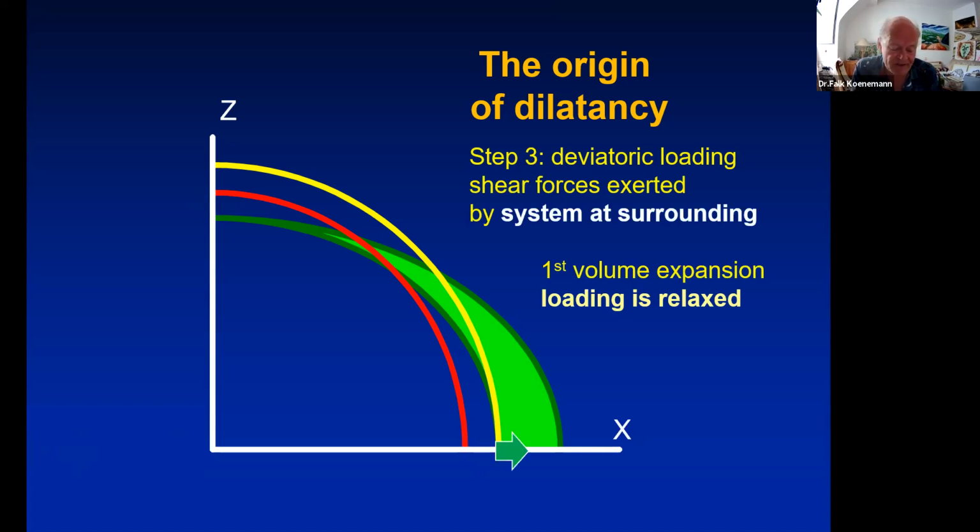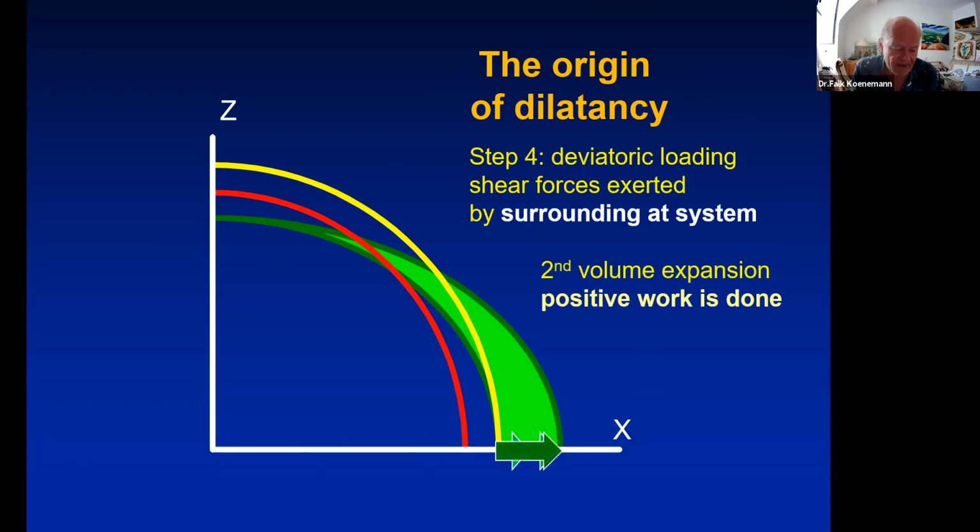Step 3 is the expansion of the system by itself, due to the principle of least work, because it is offered the freedom by the boundary conditions to expand in X. This expansion is caused by the shear forces exerted by the system at the surrounding, and it is positive work. Step 4 is the effect caused by the shear forces of the surrounding upon the system. It has the same effect as step 3. The system expands in the direction of freedom, in this case, X. The final surface of the loaded system is the outer green line.